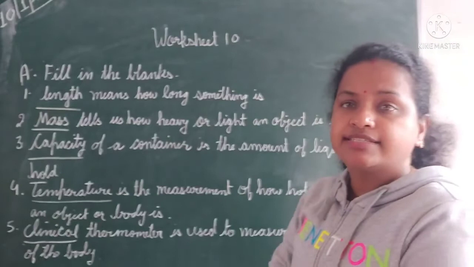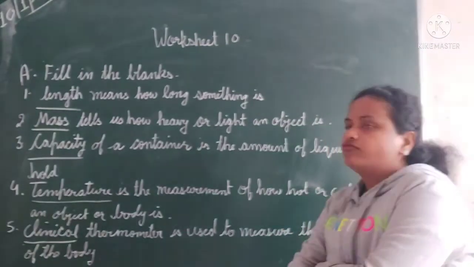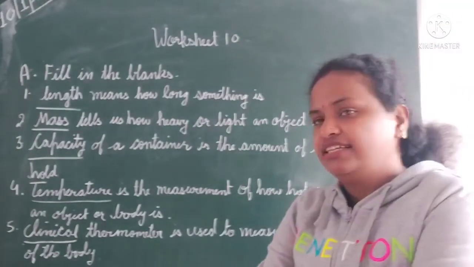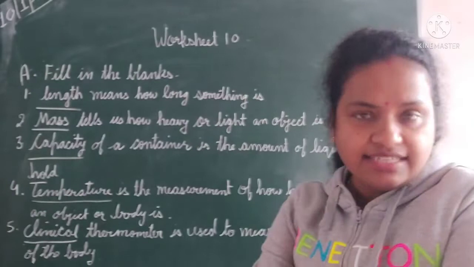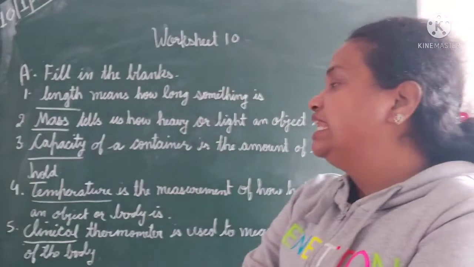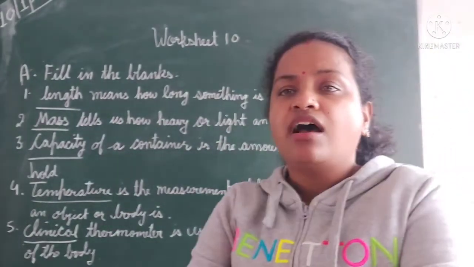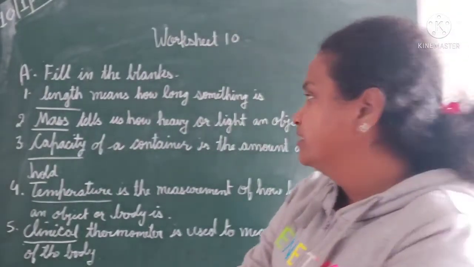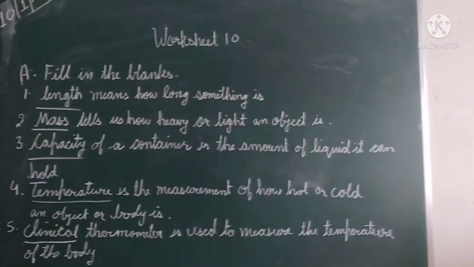This is about the exercise of light and sound, worksheet 10. The first one is fill in the blanks. First blank: dash means how long something is. What means length? Length means how long it is. Second, dash tells us how heavy or light an object is. What tells us? Mass. Mass of a body tells us how heavy or light an object is.